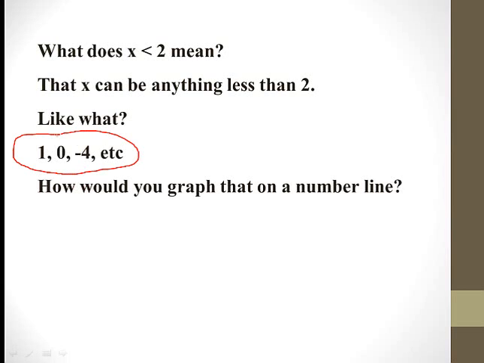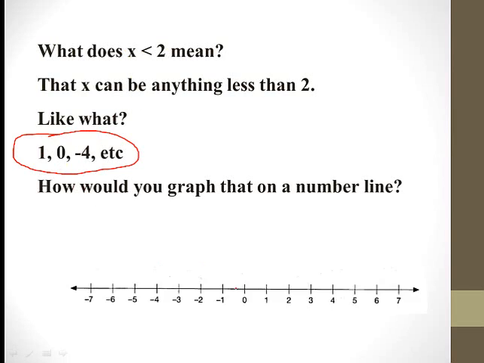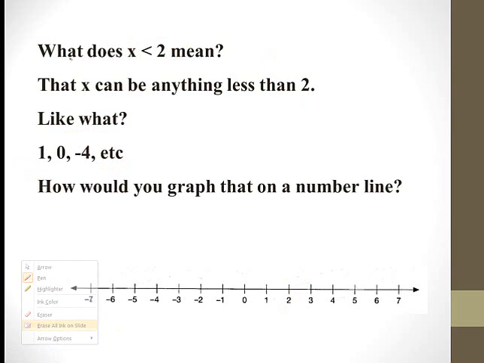I have a whole set of numbers that represent x. How do I show that on a number line? First of all, you need your number line. The next thing we're going to do is go to the number 2. Now, if I put a circle here, that means 2's included. And this doesn't say 2's included. It goes everything up to 2, but doesn't include 2. So how do I show everything up to 2, but not including 2?